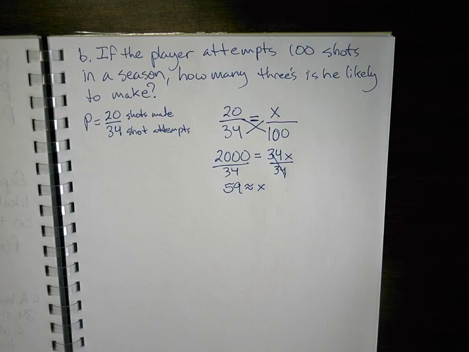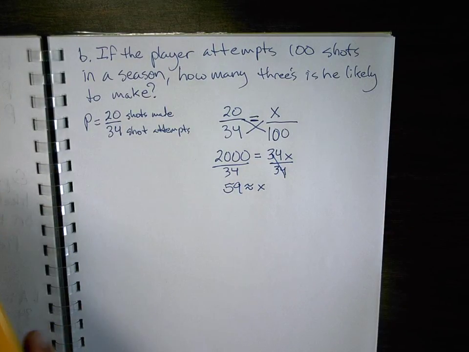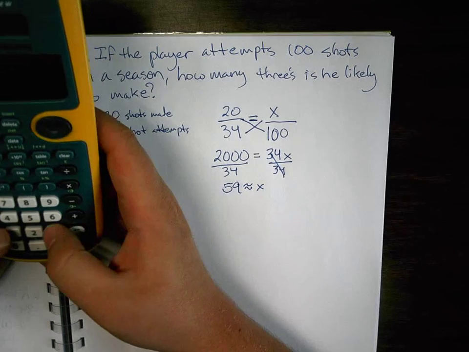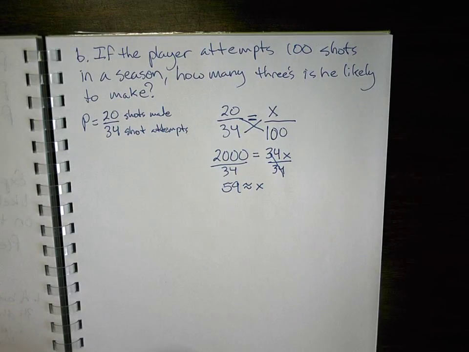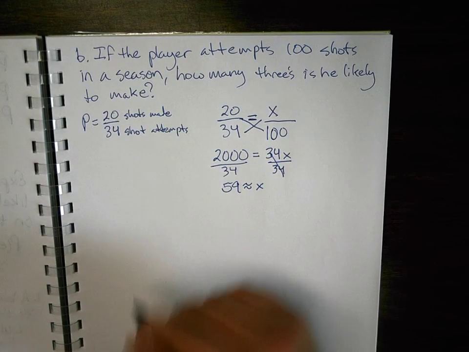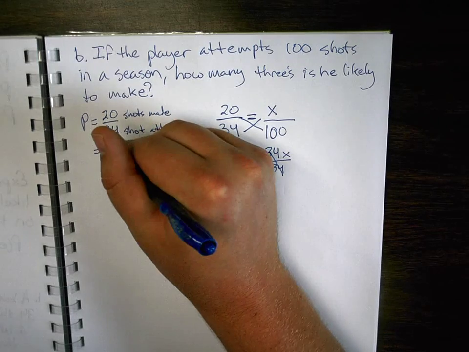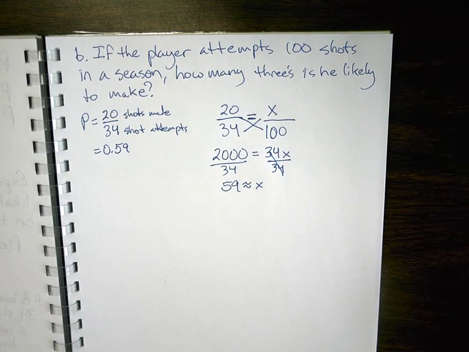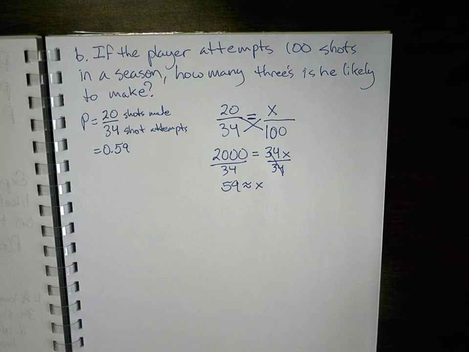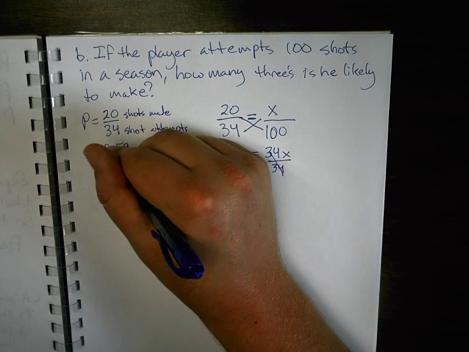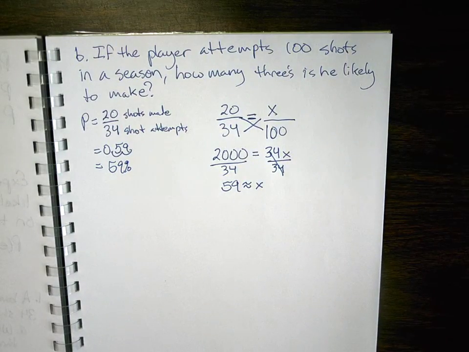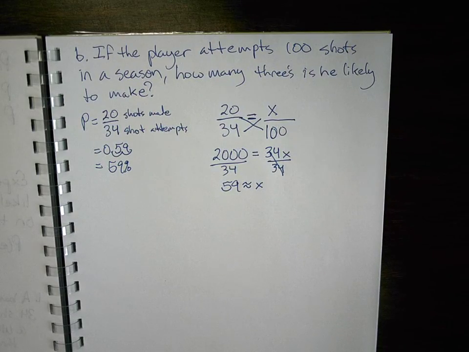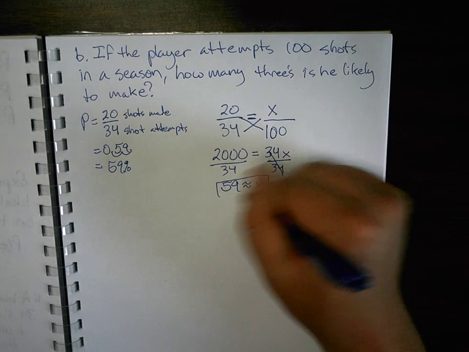And this makes a lot of sense because 20 divided by 34 is roughly 0.59. So expressed as a decimal, it's 0.59. And if you're considering this as a percent, if you move the decimal over, it's 59%. And percents are always considered out of 100, so if he attempts 100 shots, he's going to make roughly 59. So this makes sense based upon what our probability is.